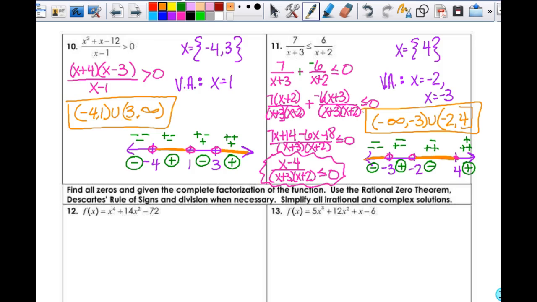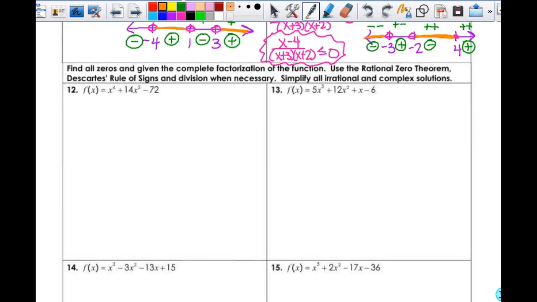All right, so the next part says to find all zeros and give the complete factorization of the function. Use the rational zero theorem, Descartes' rule of signs, and division when necessary. Simplify all irrational and complex solutions.